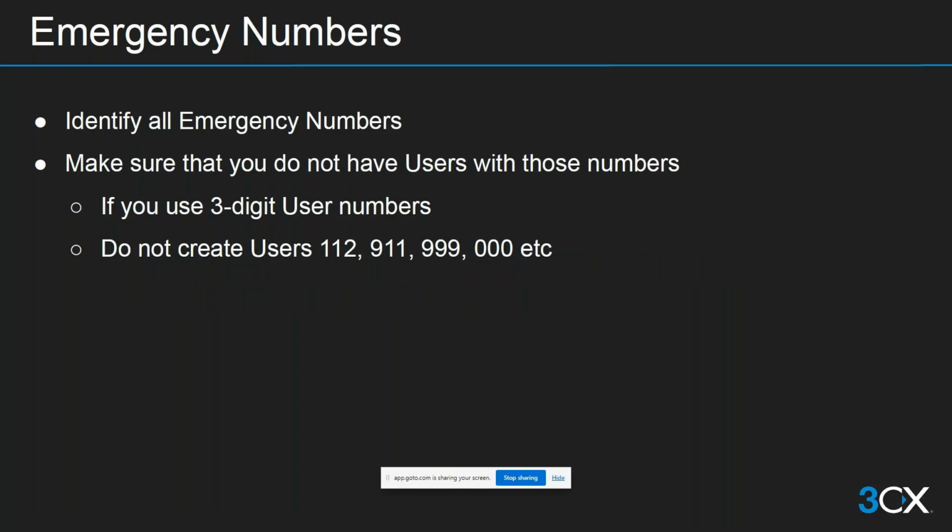Emergency numbers: identify all emergency numbers. Make sure that you do not have users with those numbers, especially if you use 3-digit numbers. Do not create users 112, 911, 999, 000, etc. 112 is an originally European emergency number that is meant to become the international standard by now. I think it might be working already in areas here in Australia, but that's something that will come up. Then 000.